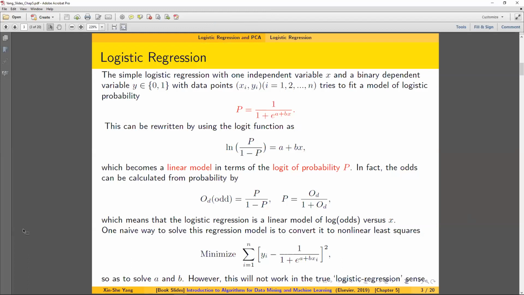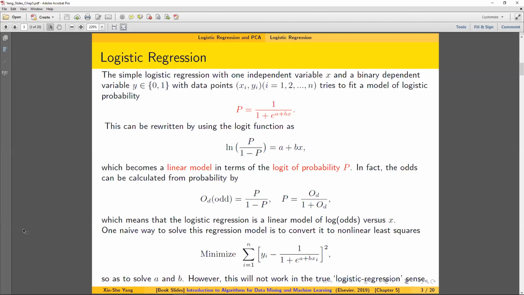Okay, if we continue, then we know that if this is really an output of the logistic probability, the logistic probability is 1 over 1 plus e powered by negative (a plus bx). If we rewrite this relationship, we get log of p over 1 minus p equal to a plus bx, which becomes a linear model in terms of the logit of probability p. Now we define the odds being p divided by 1 minus p, then we can use odds to calculate p. p would be equal to odds divided by 1 plus odds.